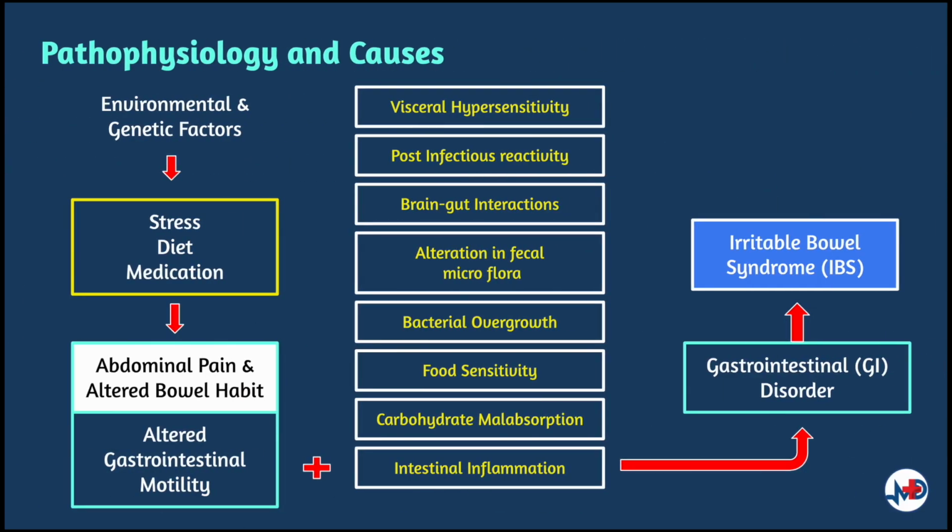So what's the pathophysiology of IBS? It's an intestinal disorder that causes pain and flatulence as well as diarrhea and constipation. Altered gastrointestinal motility, visceral hypersensitivity, post-infectious reactivity, brain-gut interactions, alteration in fecal microflora, bacterial overgrowth, food sensitivity, carbohydrate malabsorption, and intestinal inflammation all have been implicated in the pathogenesis of IBS.